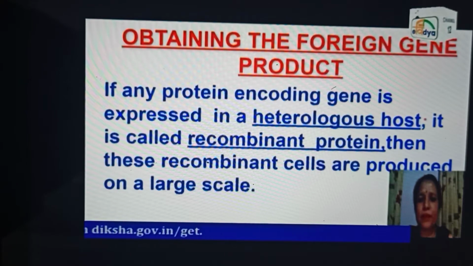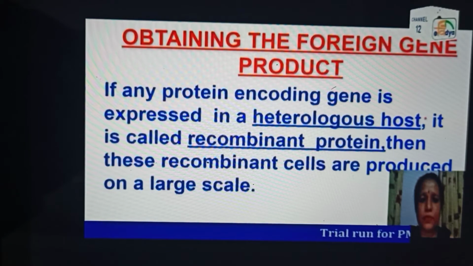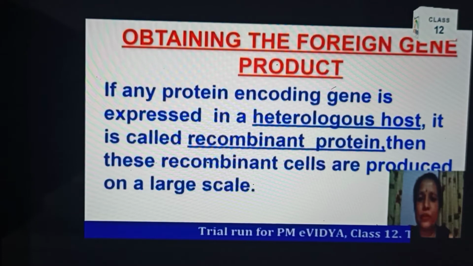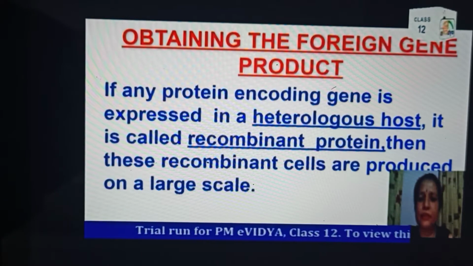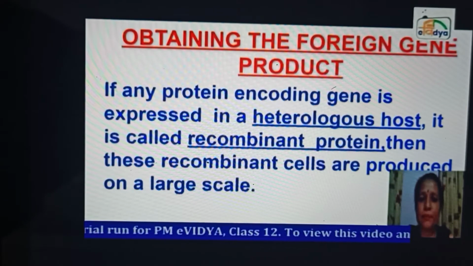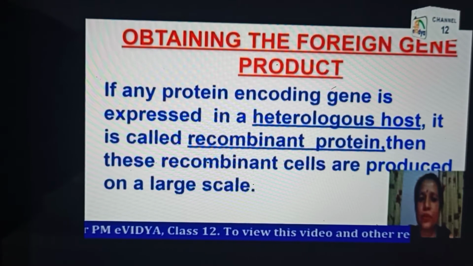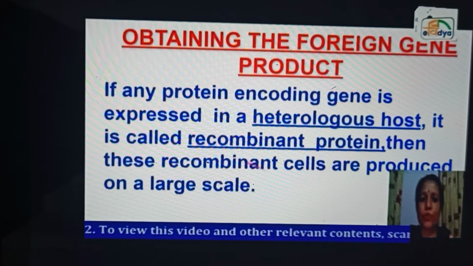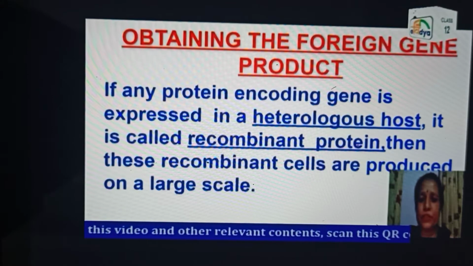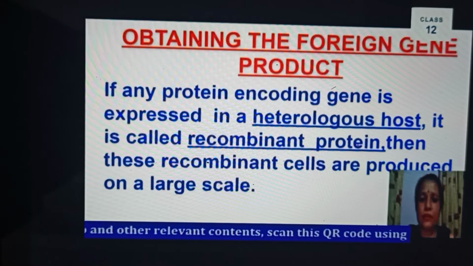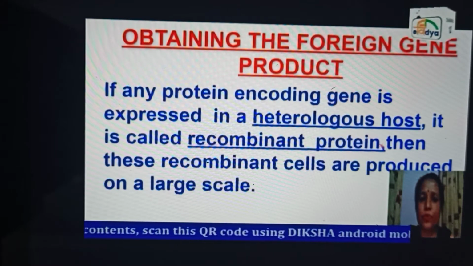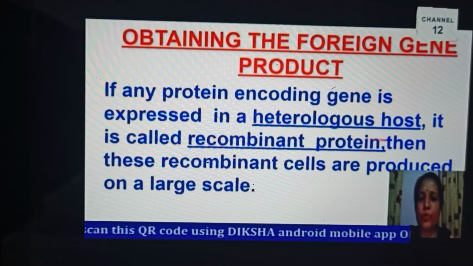So if we take an example of insulin, insulin is a gene of humans and it is introduced into E. coli. So it is not a gene of E. coli, but there it will express itself in that host. That host will be known as heterologous host. And this protein, which will show its expression in this E. coli, will be known as recombinant protein.